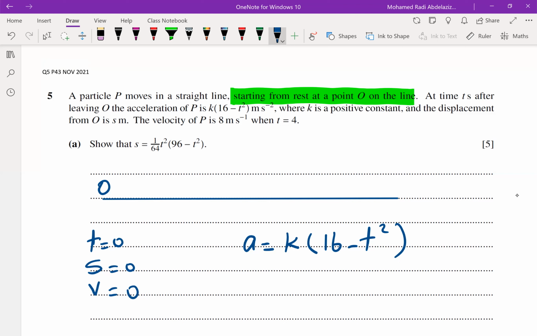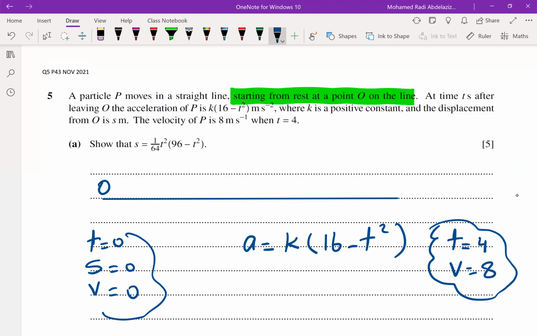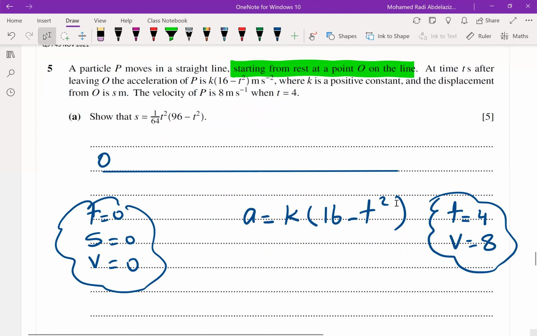The velocity of P is 8 when t is equal to 4. It's given another information: when t is equal to 4, velocity is equal to 8. This is the given information in the question. Show that s is equal to (1/64)t squared (96 minus t squared).